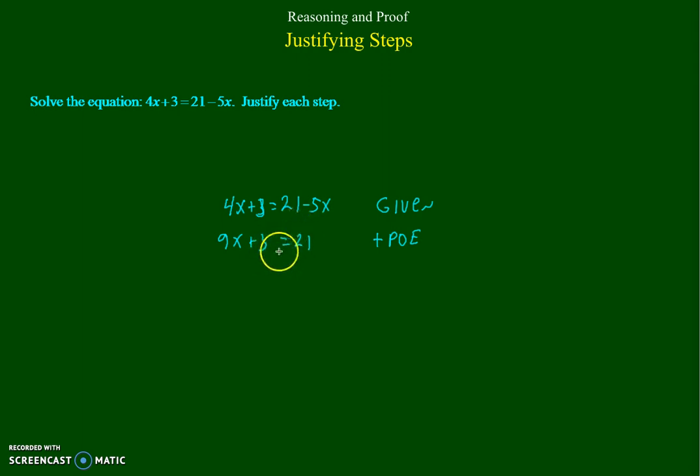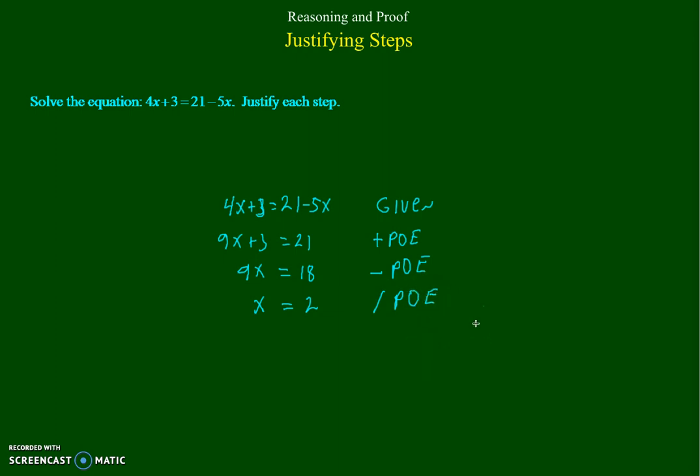Now I'm going to go to my next step, and here I'm going to move this 3 to the other side. Since that's a positive 3, I'm going to subtract 3 from both sides. So that gives me 9x equals 18. And that is the subtraction property of equality. And now I have to get rid of this 9 from the x term here. So since 9 is being multiplied by x, I undo that multiplication by a division. So I'm dividing both sides by 9. And that is the division property of equality.